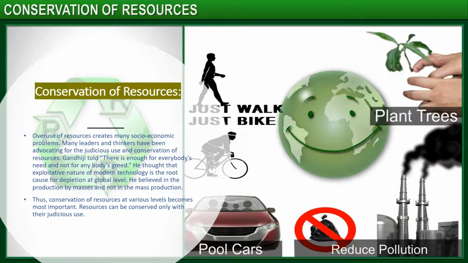Gandhiji told, "There is enough for everybody's need and not for anybody's greed." He thought that the exploitative nature of modern technology is the root cause of depletion at the global level. He believed in production by the masses and not in mass production. Thus, conservation of resources at various levels becomes most important. Resources can be conserved only with their judicious use.